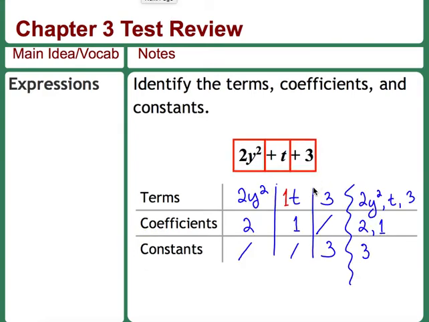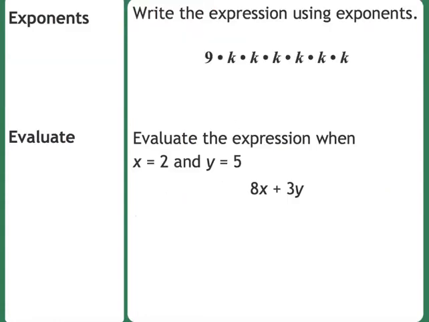Alright, so we end up with terms of 2y squared and a coefficient of 2 and no constant. We have t. Remember, we have this invisible 1t, so that's the coefficient. So a very common wrong answer, students will put t in for the coefficient, but remember, it's the number with the variable, so that is 1, no constant. 3, there's no variable, so that is a constant, no coefficient. And then if you wanted to, you could write them out as a list. So you could write them in a table or a list or both. It's up to you. Let's move on to our next topic.